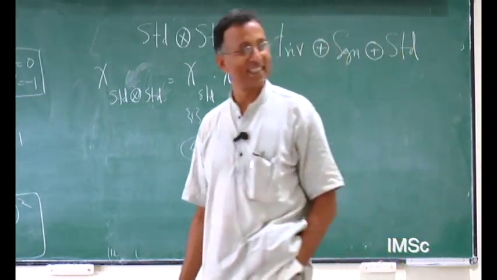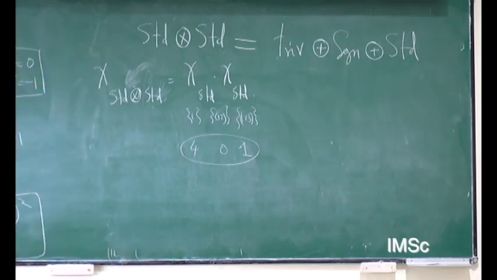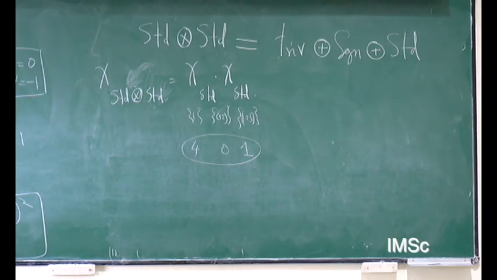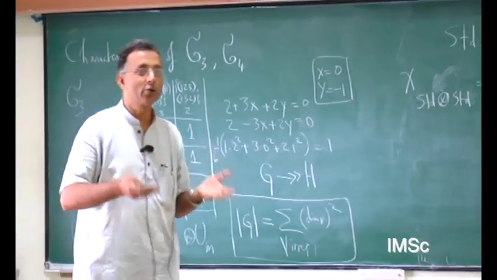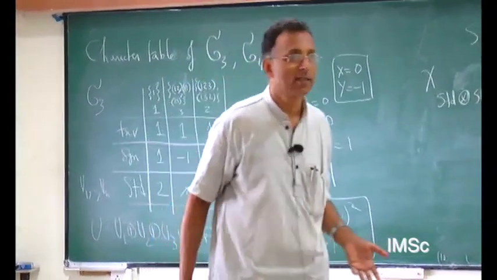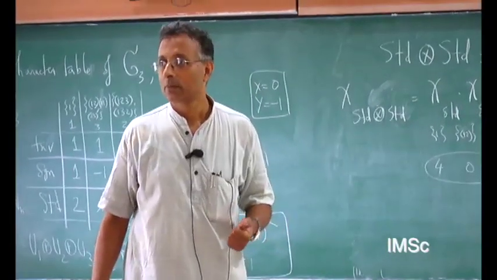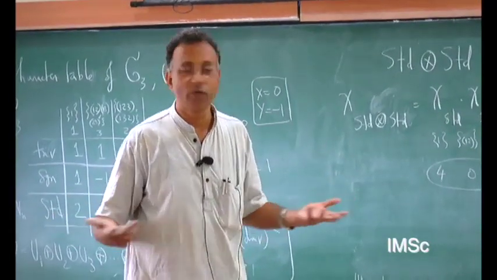So it's a remarkable, it's a beautiful theorem, right? How do you decompose? You take the inner product of the character with the character of the irreducible representation, and that is the number of times that irreducible representation occurs in it. It's a set of beautiful facts.